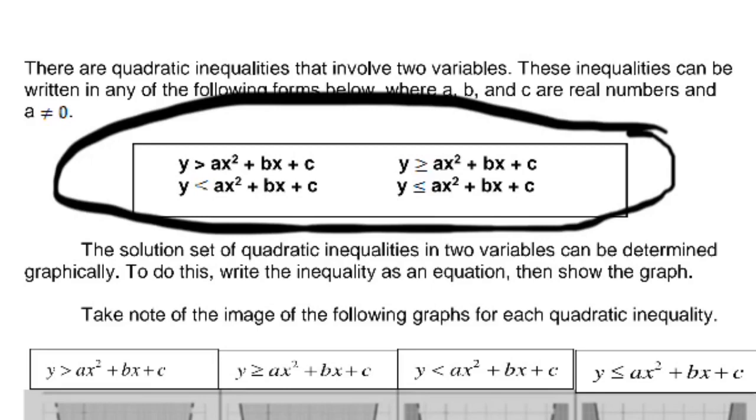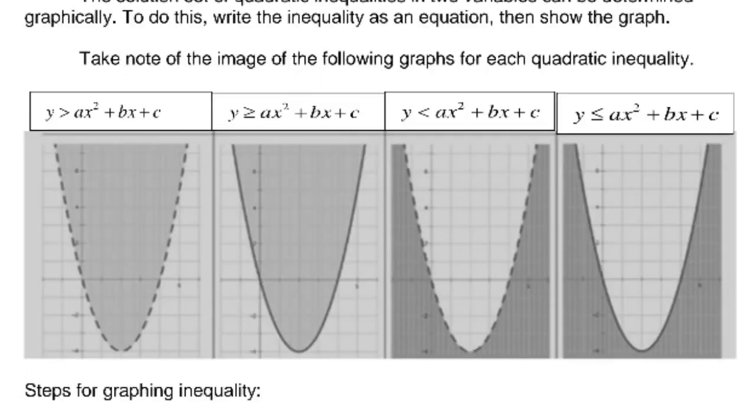So the solution set of a quadratic inequality in two variables can be determined graphically. To do this, write the inequality as an equation, then show the graph. So these are images of the graphs for each quadratic inequality.